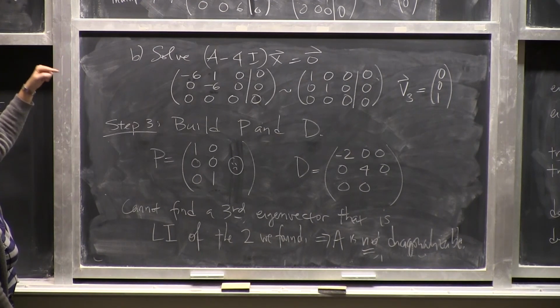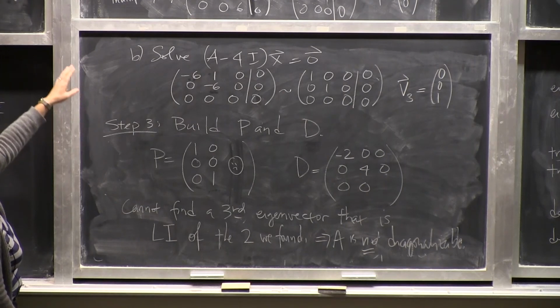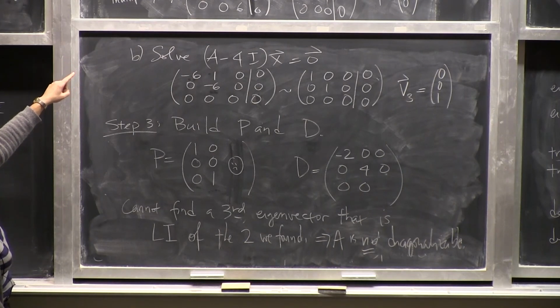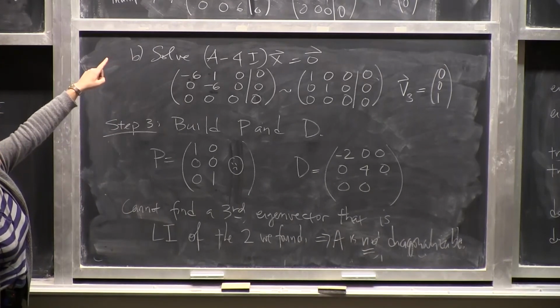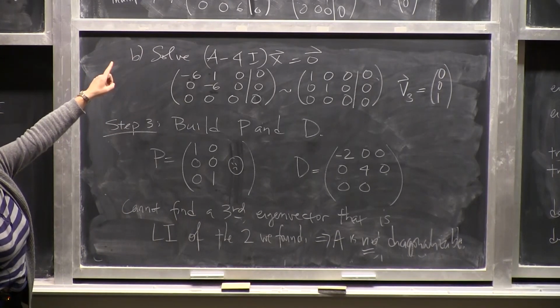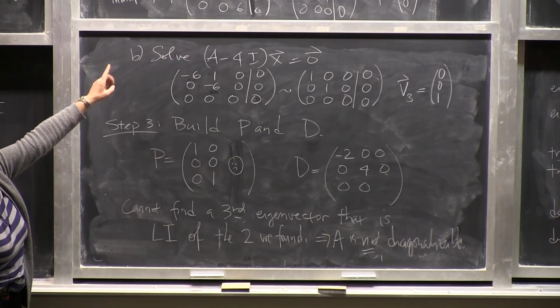So, word of experience, to know that I was not diagonalizable, did I actually have to do all of this? No, I should have stopped at the bottom of that blackboard because I was not going to get enough linearly independent eigenvectors.